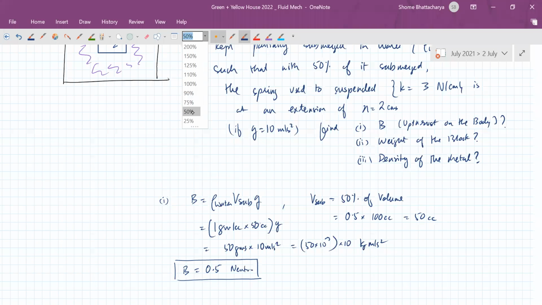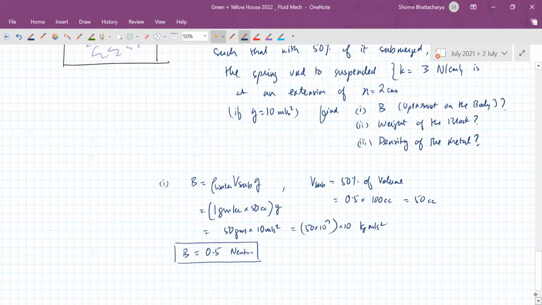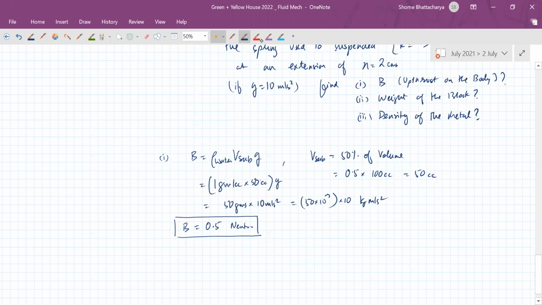So we don't need the free body diagram for the buoyant force. We are just given the information that 50% is submerged. So that information is necessary. This information is given, and we know the density of water is 1 gram per cc. So these are the two things we need. But when it comes to the second part, now we will make use of the free body diagram.